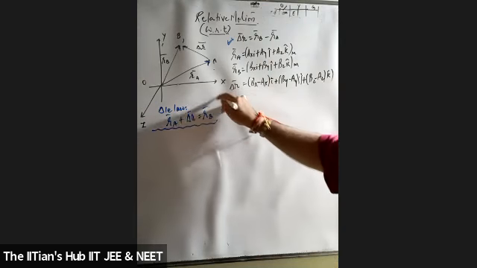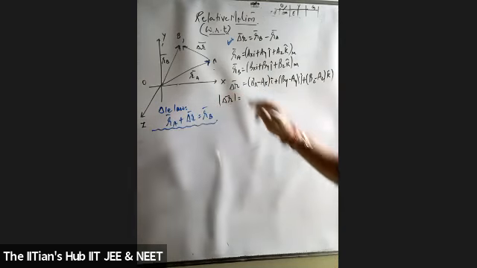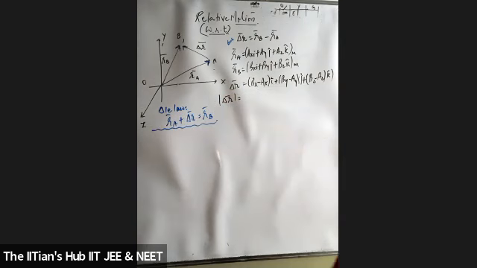Now if I want to go for the magnitude, then how do I go for the magnitude? What will you do? So square root of bx minus ax square plus by.